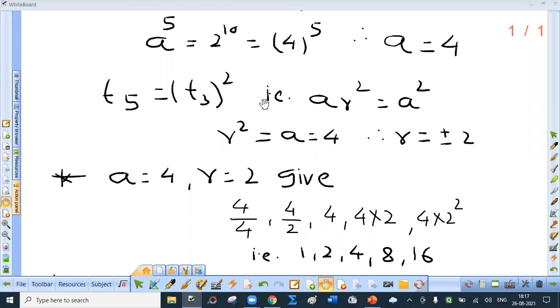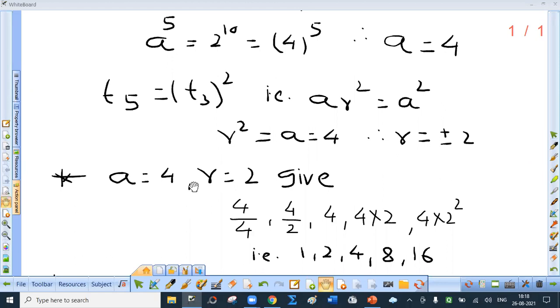Now, which is the next condition? Fifth term is the square of the third term. That is AR square is the square of A, that is A square. So that gives me R square equal to A. But A is 4. So R is plus minus 2.